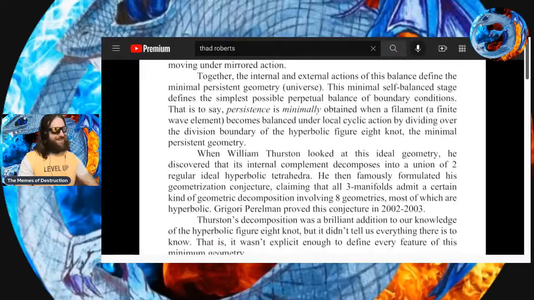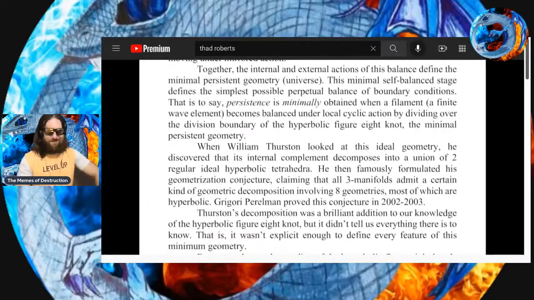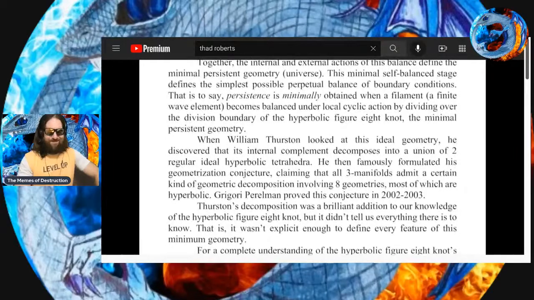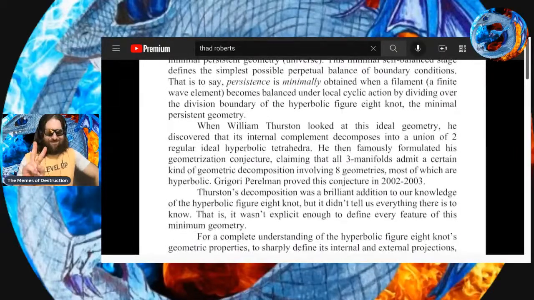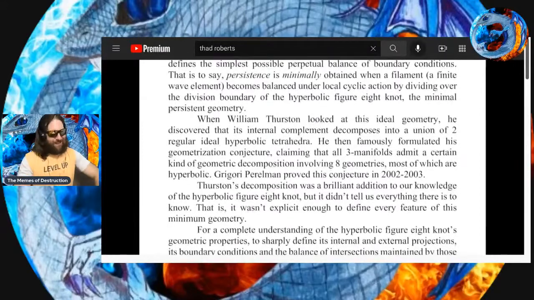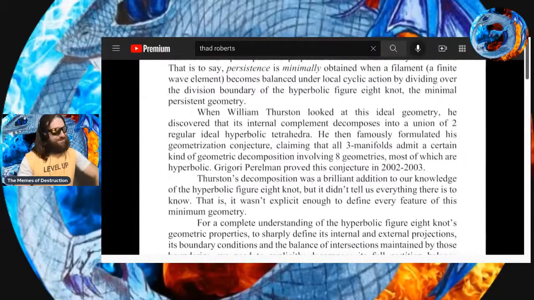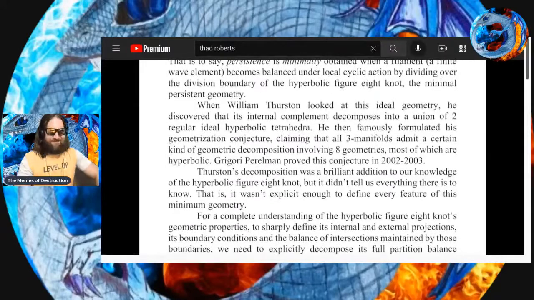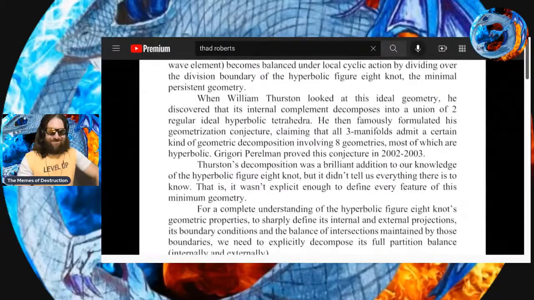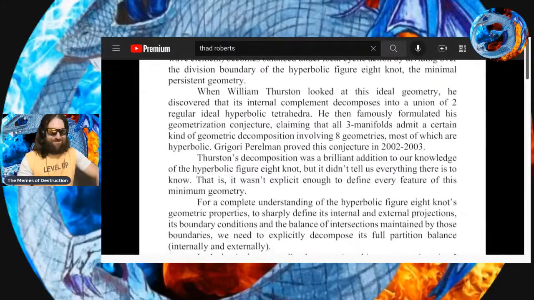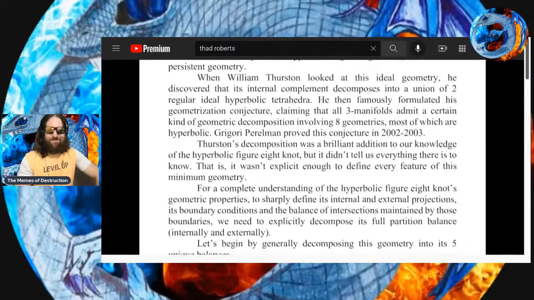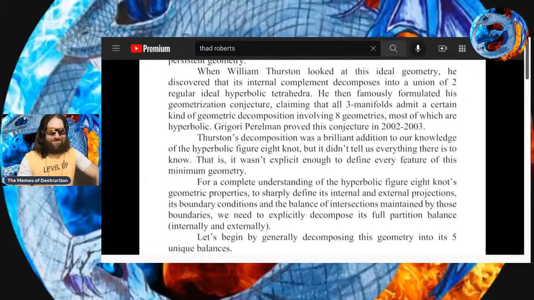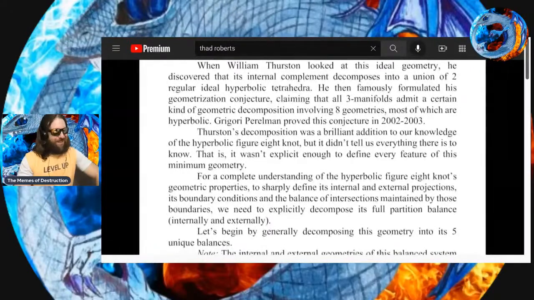When William Thurston looked at this ideal geometry, he discovered that its internal complement decomposes into a union of two regular ideal hyperbolic tetrahedra. I like triangles. He then famously formulated his geometrization conjecture, claiming that all 3-manifolds admit a certain kind of geometric decomposition involving 8 geometries, most of which are hyperbolic. Grigori Perelman proved this conjecture in 2002-2003. So it's taken a while for us to get here.